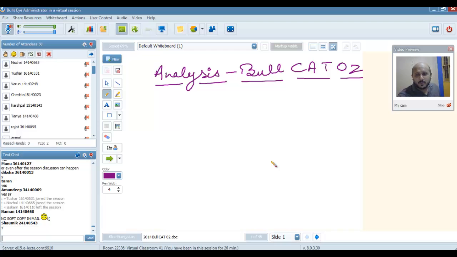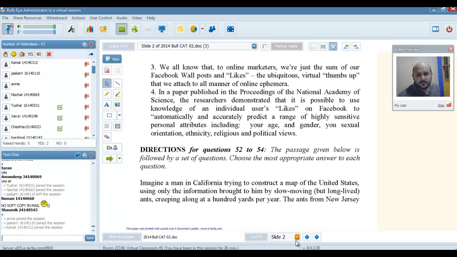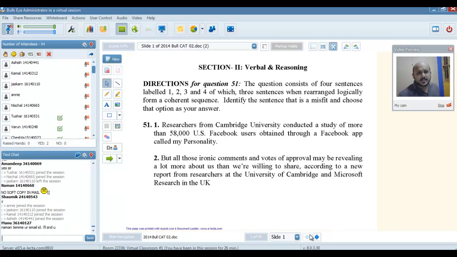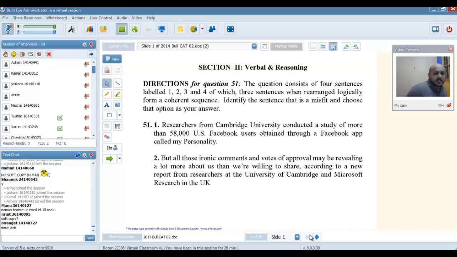Question number 1 is what we begin with. Question number 1 is question number 51 in the paper. So let me just load it for you guys. Okay. So the question is visible. It's a coherent paragraph question. So this was an easy question. This is a coherent paragraph question.